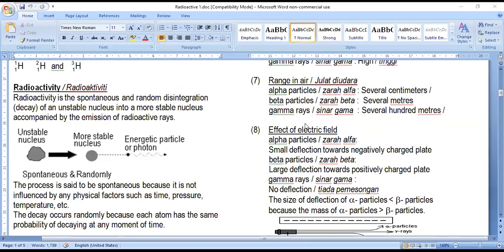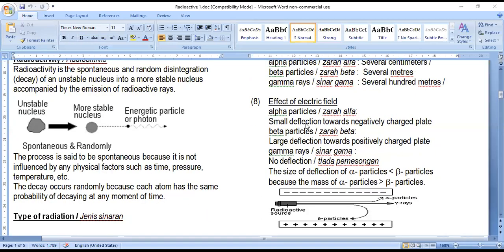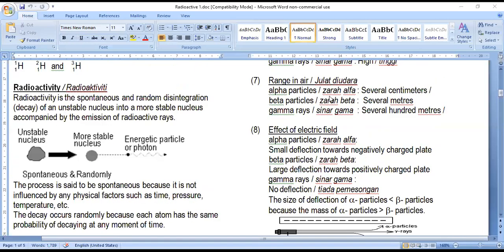Next we look at range in air. Range in air means how far they can travel. In terms of this table, you see alpha can only travel a few centimeters. Why? Because it has not much energy. Most of the energy is used for ionization. Beta can travel slightly further, a few meters. Gamma can travel a few hundred meters, so gamma can travel the furthest. Why? Because gamma has the highest energy.